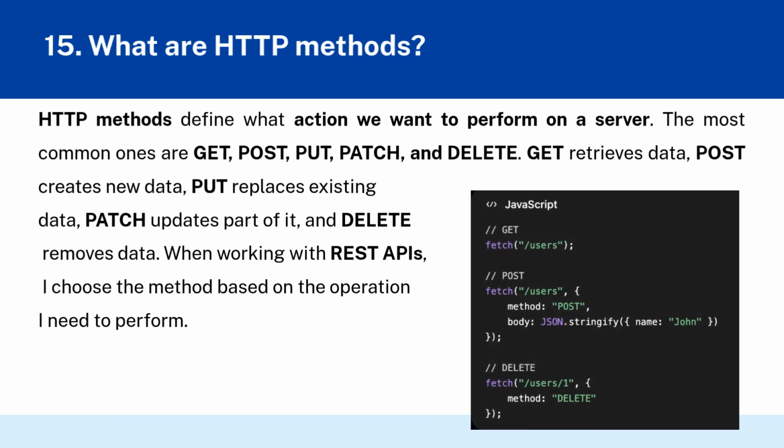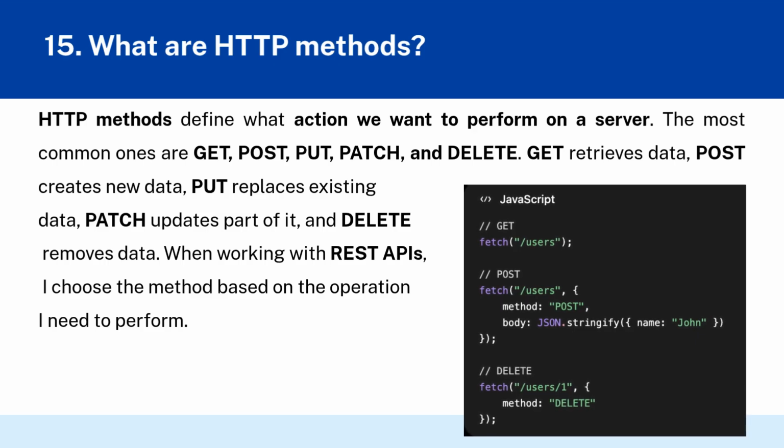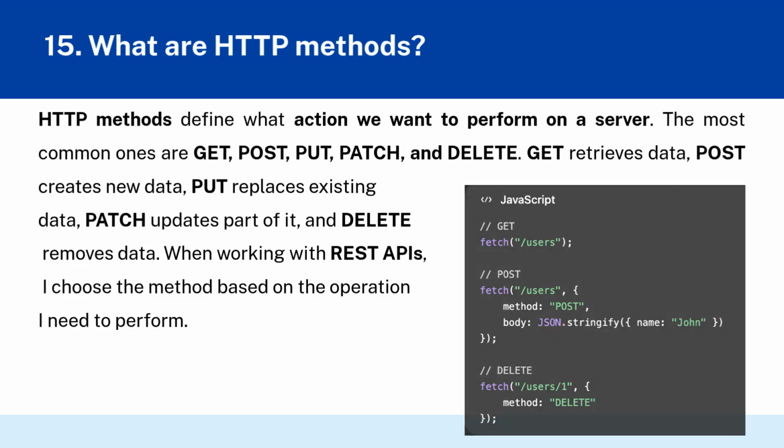What are HTTP methods? HTTP methods define what action we want to perform on a server. The most common ones are GET, POST, PUT, PATCH, and DELETE. GET retrieves data, POST creates new data, PUT replaces existing data, PATCH updates part of it, and DELETE removes data. When working with REST APIs, I choose the method based on the operation I need to perform.